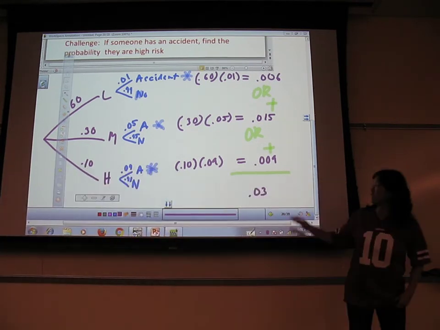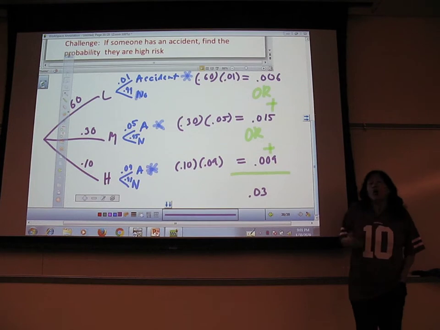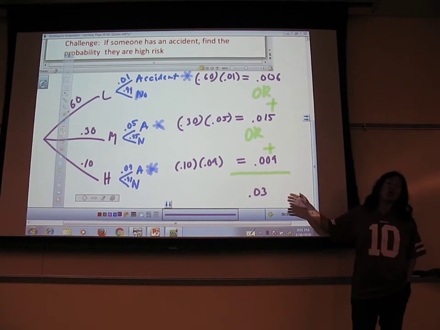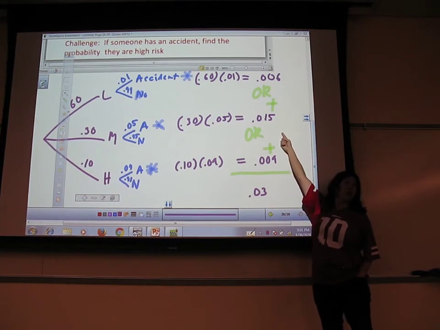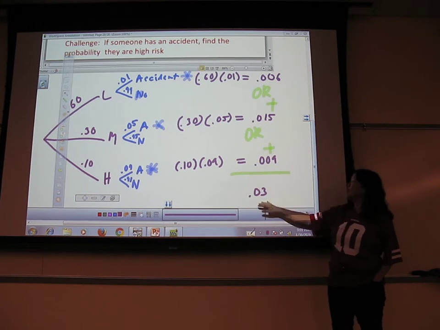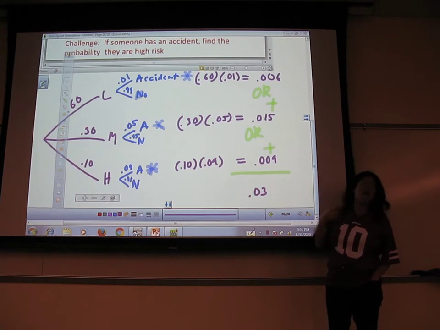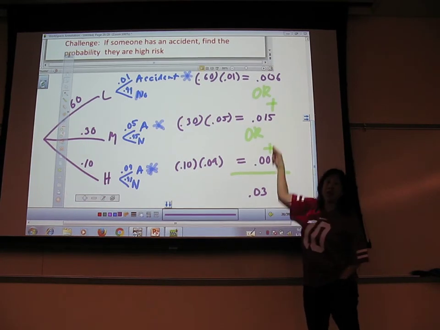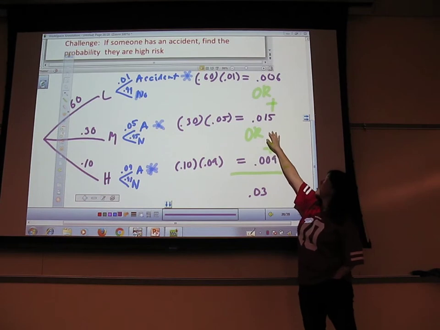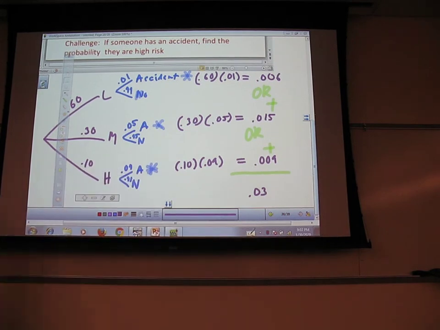So, here are all my accidents, right? What's the probability? So, okay, if someone was in an accident, what's the likelihood they came from the middle risk group? How many of this 3% came from the middle risk group? Half of them. Does that make sense? Half of them came from here. Does everyone see that? In other words, 0.015 over 0.03. Here, I'll add another zero here so they have the same decimals.